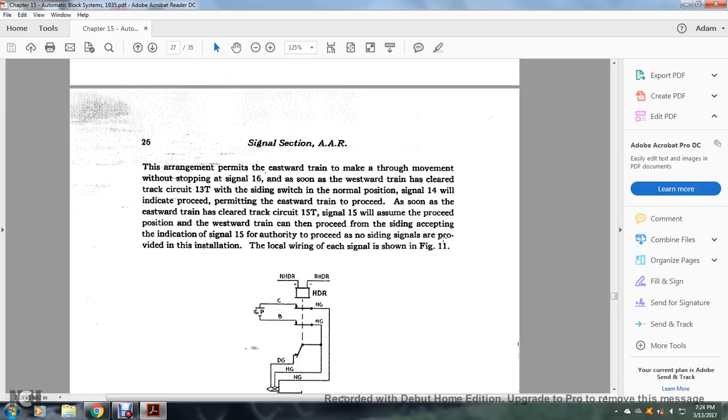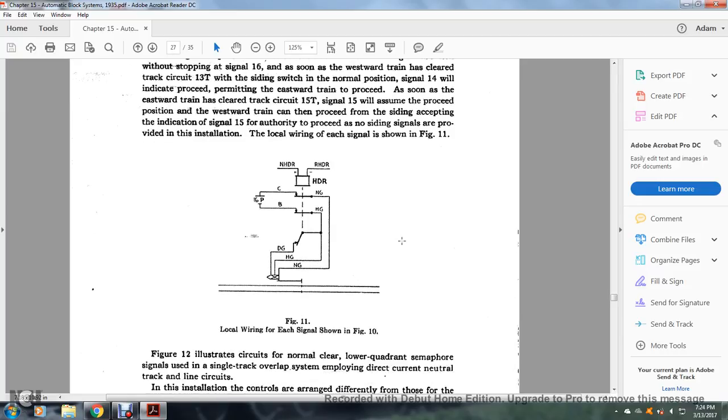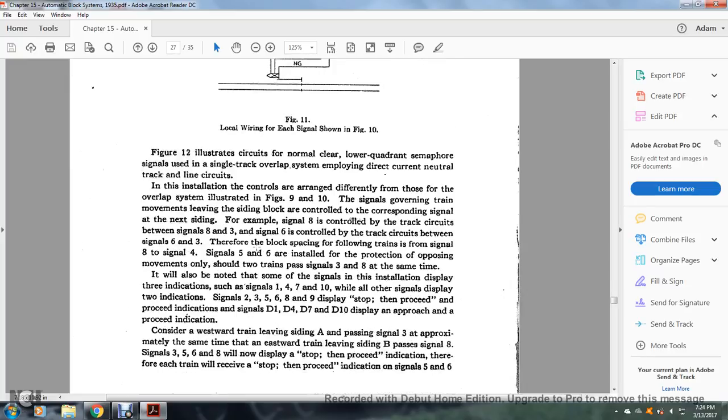Next, signals are provided with the installation and local wiring of each of the signals shown in Figure 11. Figure 11 shows the local wiring of each signal shown in Figure 10. Figure 12 illustrates the circuit with a normal clear lower quadrant semaphore signal for the use of the single track overlap system and employing the direct control direct current neutral track and line circuit.